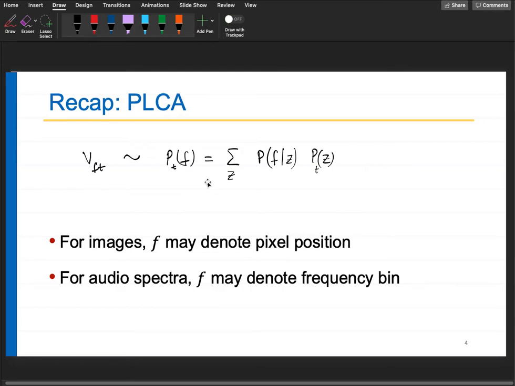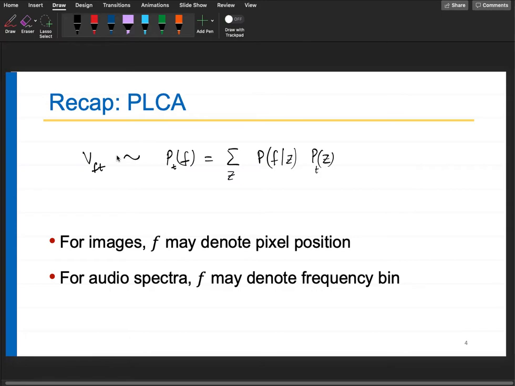It means each of your dictionary vectors is a PDF. And similarly, each of your activation vectors is a PDF, right? So you're working with PDFs. That is why it is called probabilistic latent component analysis. Why is it latent? Because we are doing a latent variable decomposition, like we discussed about discrete latent variables and continuous latent variables. So it makes use of latent variables. That is why it is called latent component analysis.